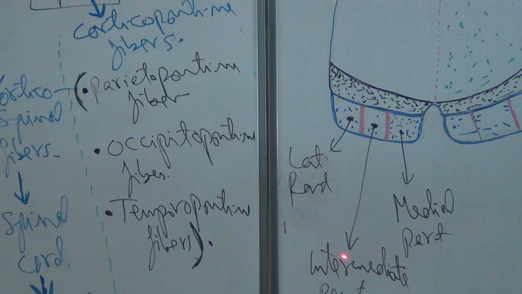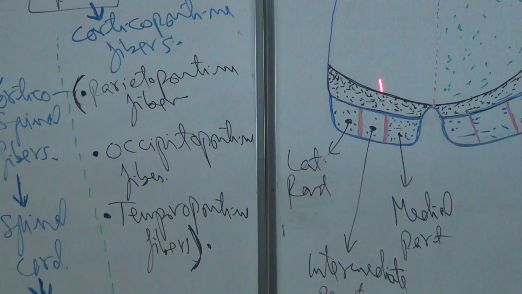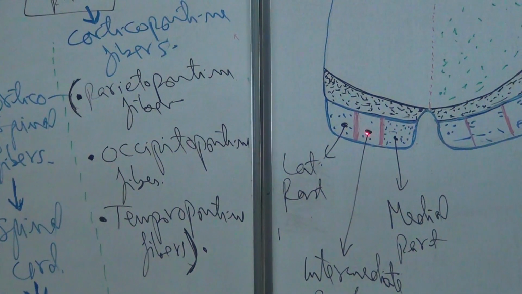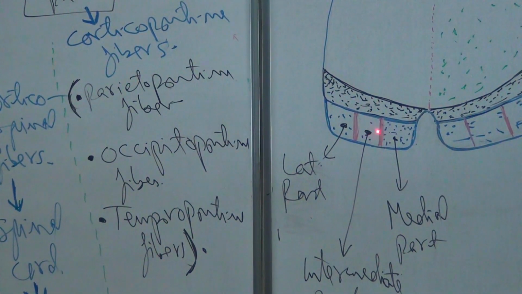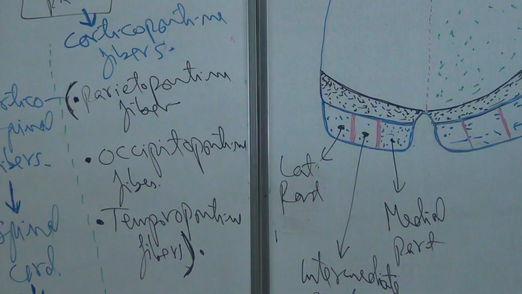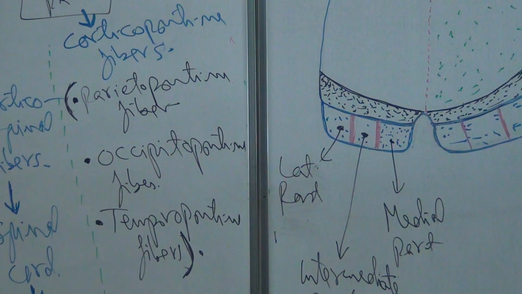And through the intermediate part, as I told you, are the corticorubral fibers, which descend from the cortex to end in the red nucleus of the midbrain. Then corticonuclear fibers descend, which arise from the cerebral motor cortex and end in the motor nuclei of the medulla oblongata. They are called corticonuclear or corticobulbar fibers.